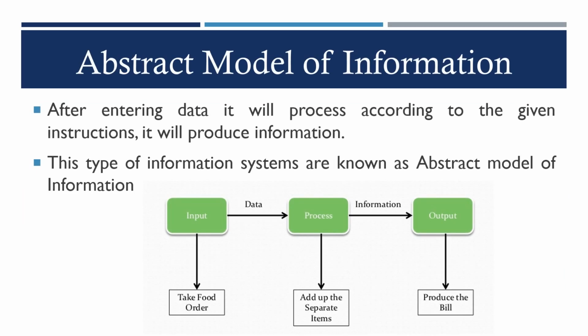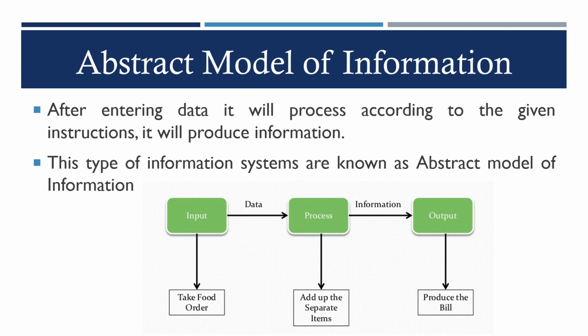Now we'll see what you mean by abstract model of information. In here you can see I have given a diagram. You have the input. What we input is data. Then we process data. After processing data, it will produce output. This output is known as information. So after entering data, it will process according to the given instructions. Then only it will produce information. These kinds of information systems we know as abstract model of information.